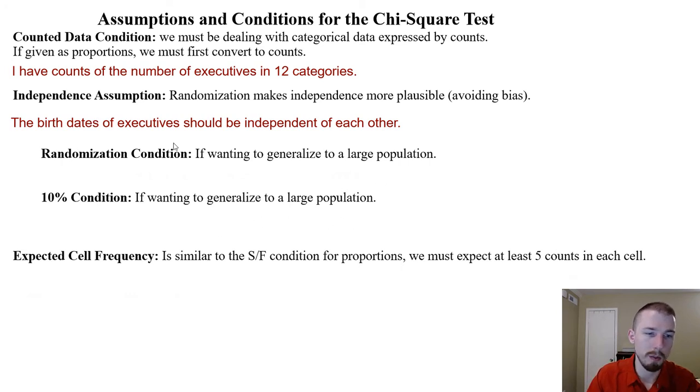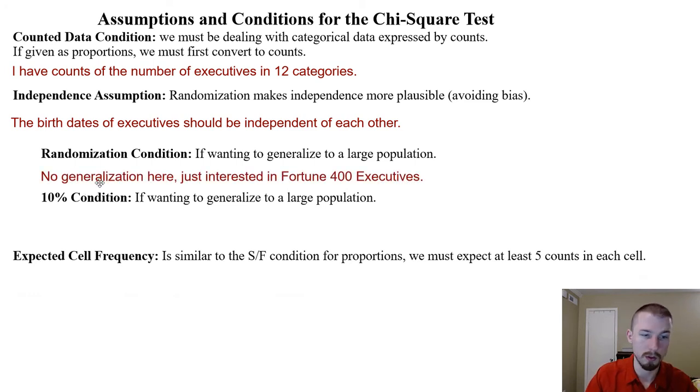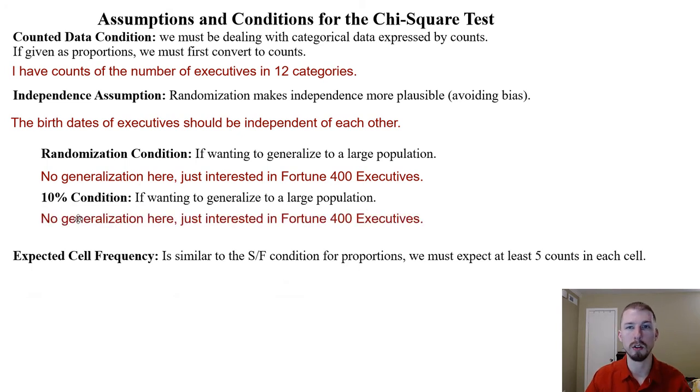There are 2 parts that we do if we're trying to generalize to a large population. That would be that it was a random sample. Because we're not trying to generalize beyond the Fortune 400 companies, we don't have to worry about it being a random sample of them. And then we are clearly sampling more than 10% of the 400 companies, so we would have violated the 10% condition, but again, we're not trying to generalize beyond the Fortune 400 companies, so we don't have to worry about that either. Expected cell frequency.